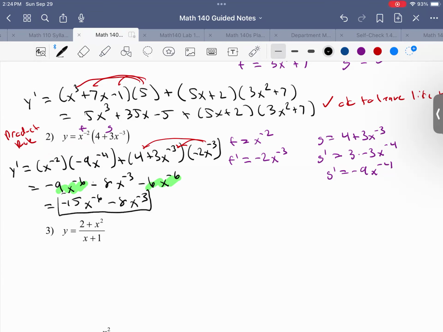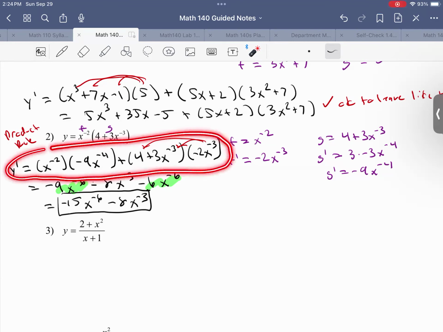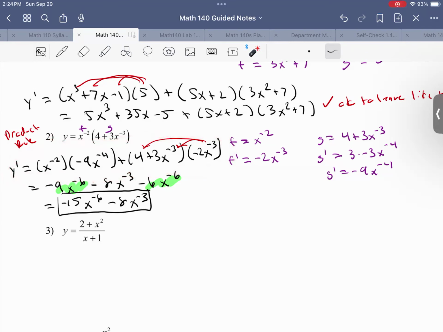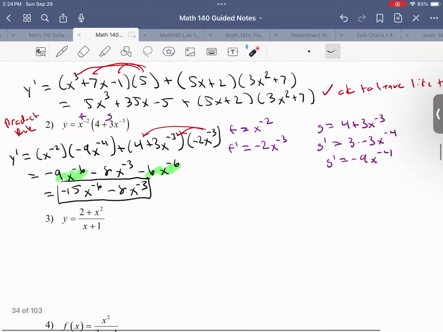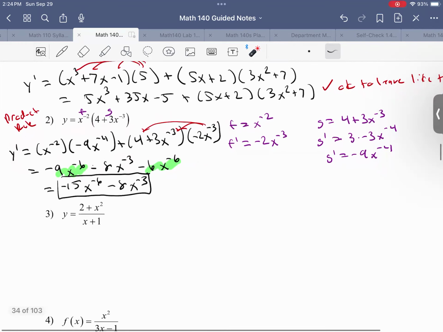That's us simplifying it. But once again, I'm just more interested in you getting the setup correct. So this would be okay to have as well. If you could leave it like this, that's still considered correct, okay? I'm not too interested in all the algebra it takes to simplify, okay? So as long as your setup's good.